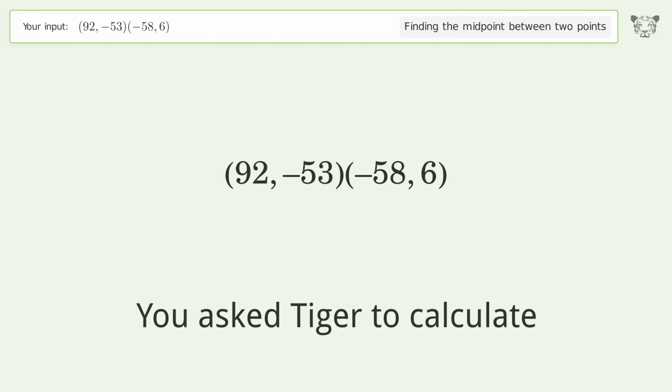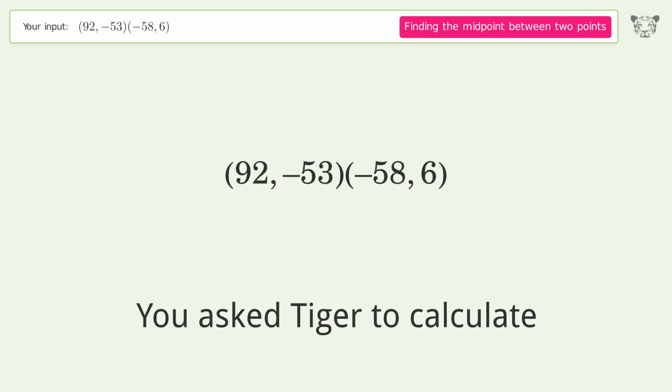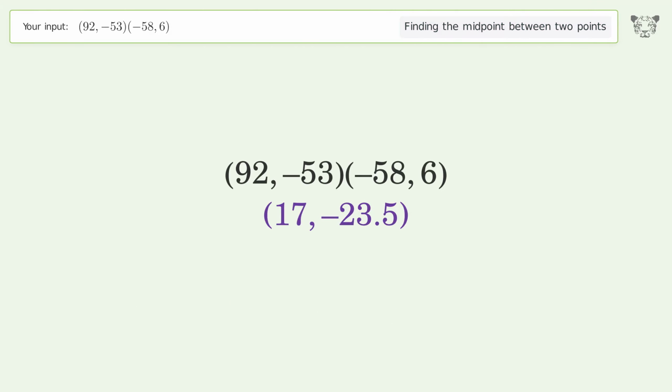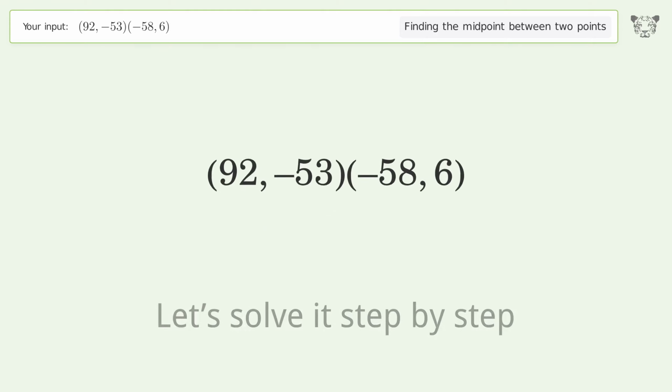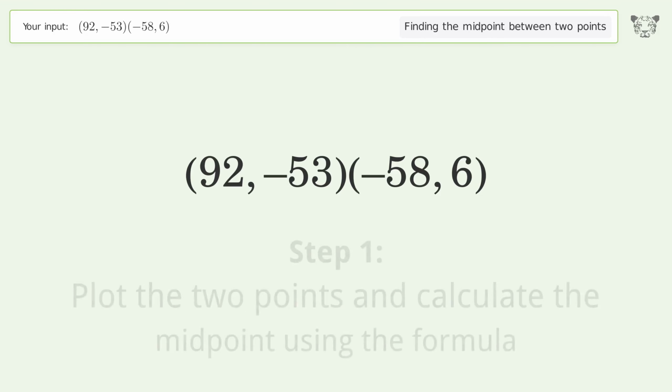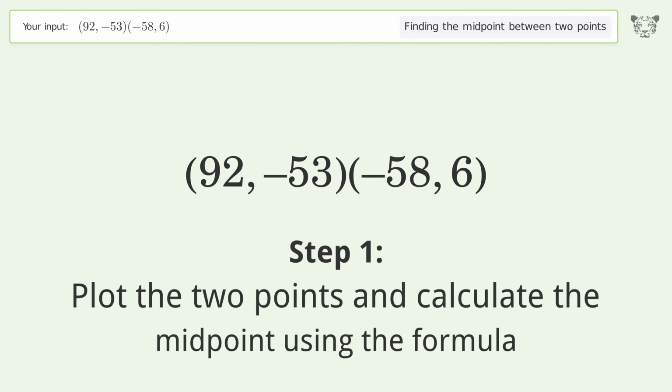You ask Tiger to calculate. This deals with finding the midpoint between 2 points. The midpoint between the 2 points is 17, negative 23.5. Let's solve it step by step. Plot the 2 points and calculate the midpoint using the formula.